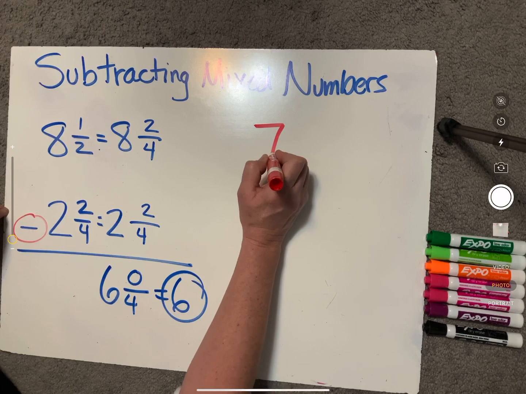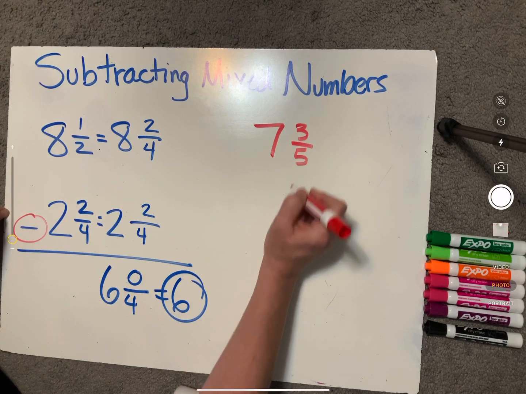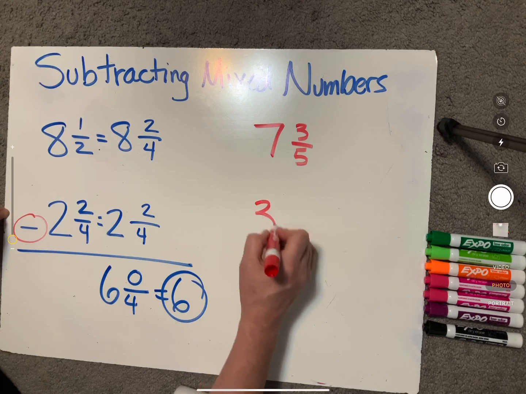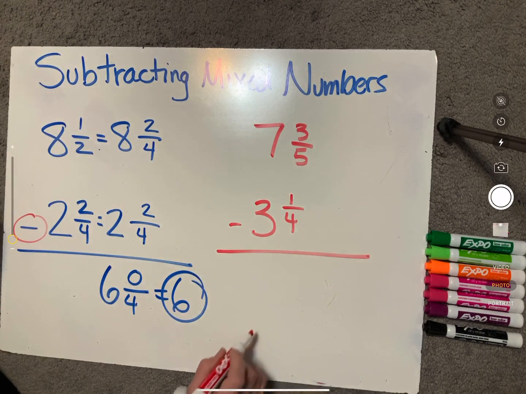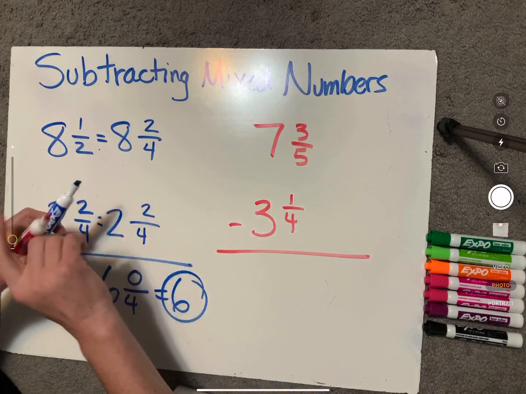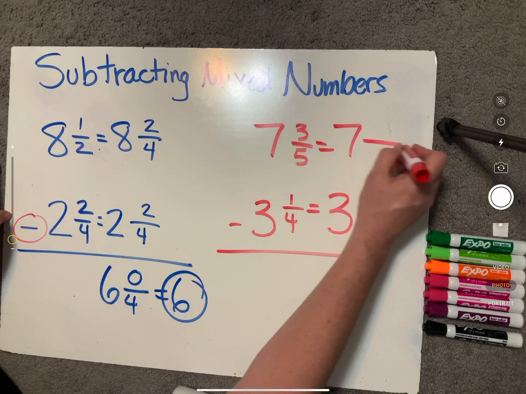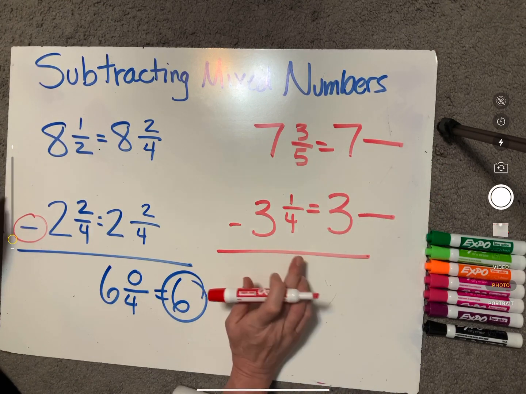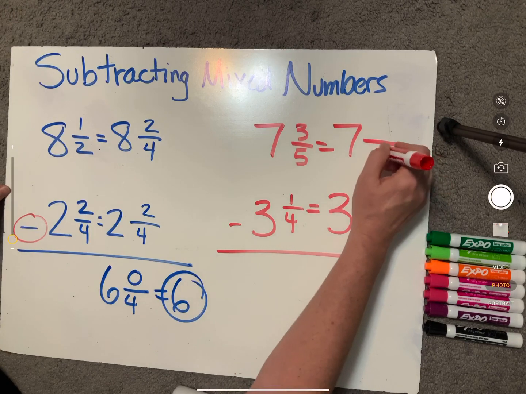Let's do 7 3/5 and 3 1/4. Okay, so same thing. We are going to transfer our whole numbers over here. Lowest, or at least common denominator, is going to be 20.